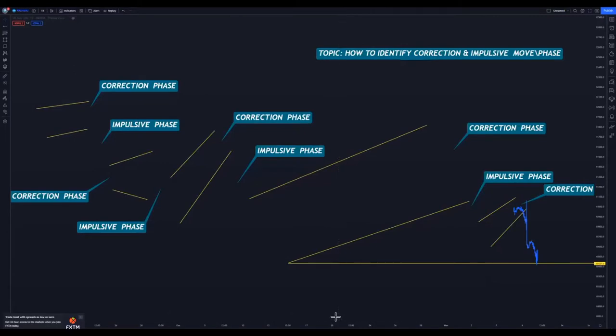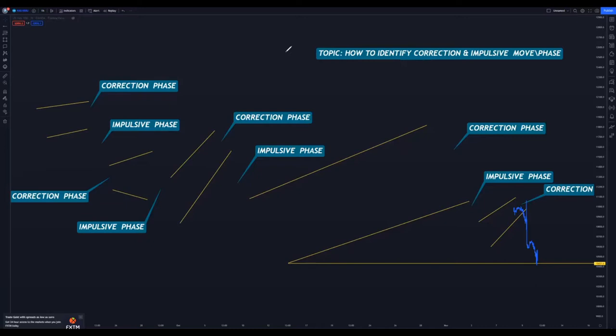Today we have an interesting topic that we'll be discussing, which I find is one of the most important topics that we should be discussing because it has a bigger impact on us in terms of trading. So the topic of today is how to identify the correction and the impulsive move phases. The reason I chose this topic is because most of us as traders are failing to understand when the correction is, and where the impulsive is going to begin.